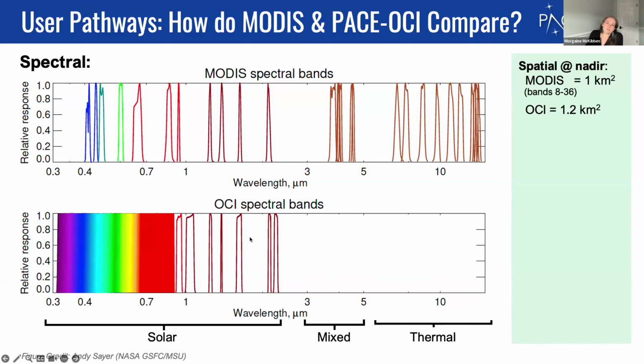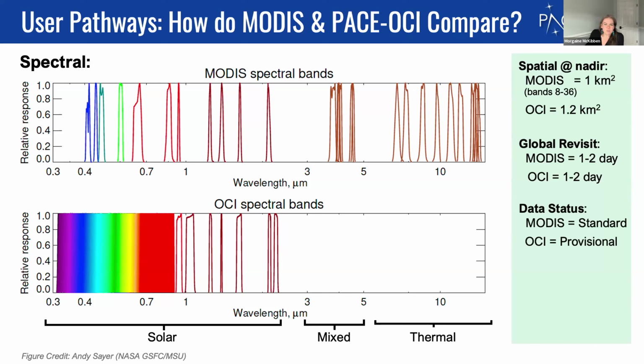As far as further comparisons, resolution: MODIS's bands, at least bands 8 through 36, have a 1 kilometer resolution. We have a 1.2 kilometer resolution. Global revisit is about the same. We have a bit of a gap at the equator, but really see the whole globe every day. Data status: MODIS has, of course, long been the standard. Ours is provisional, which is just one step below that. We'll talk about that a little bit later. And our data span is, of course, much shorter, with a quarter century of MODIS data and a little over 2 years of PACE data.